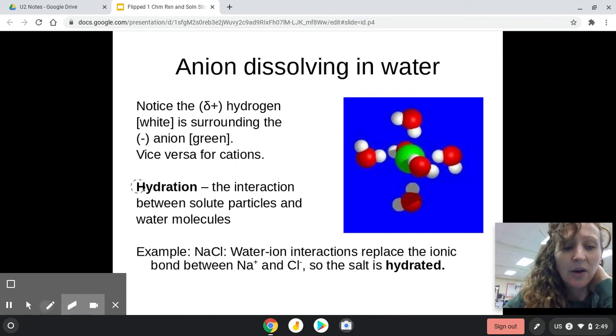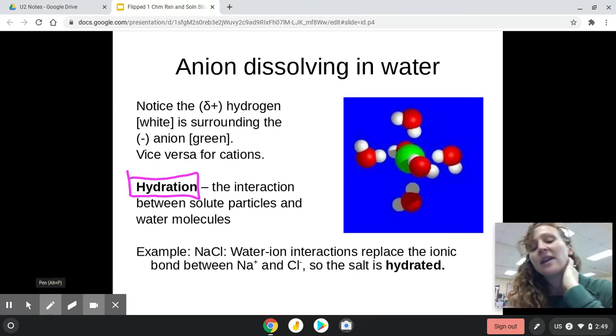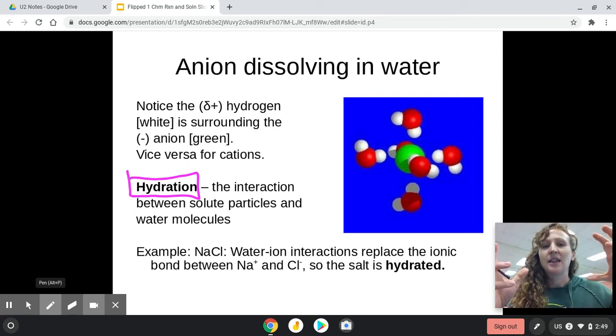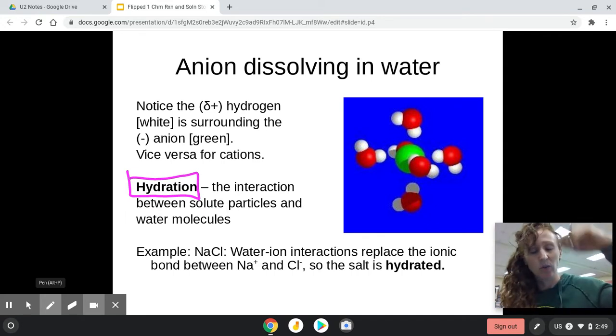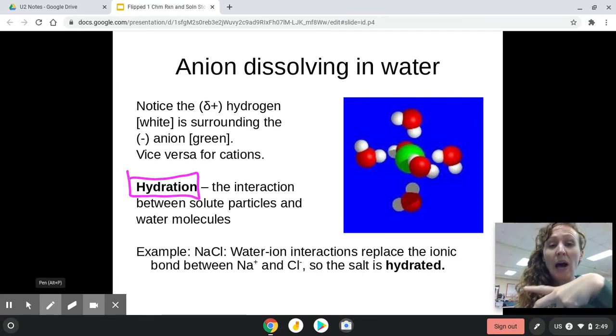If we talk about hydration, what you are describing is charged particles or partially charged particles dissolving into or attracting water. Now, you can hydrate something by dissolving it into water. Something can also hydrate by absorbing water out of the atmosphere.